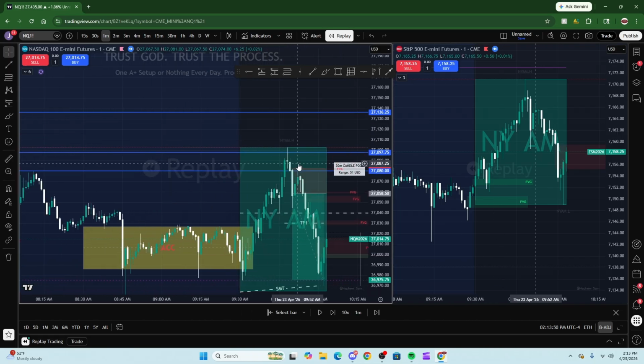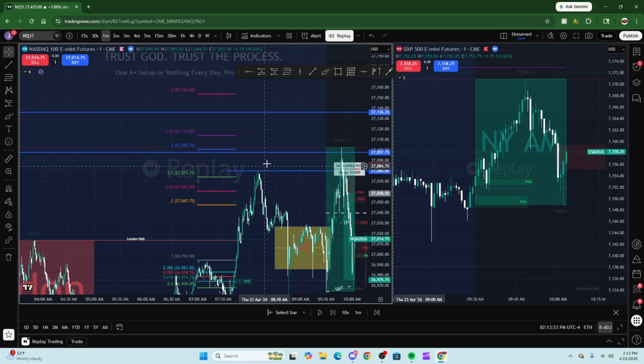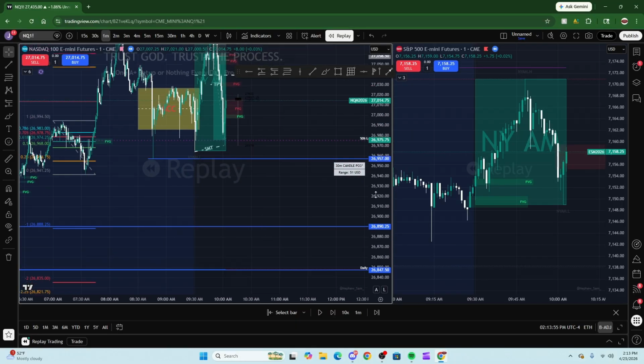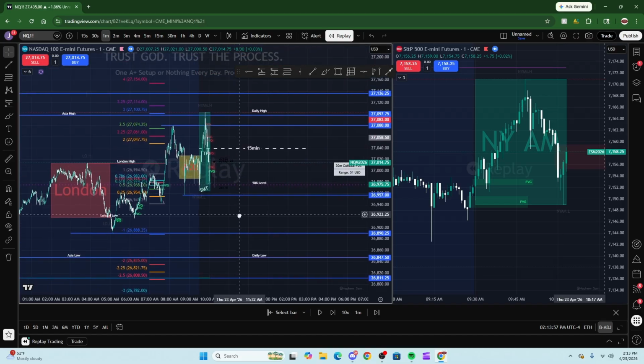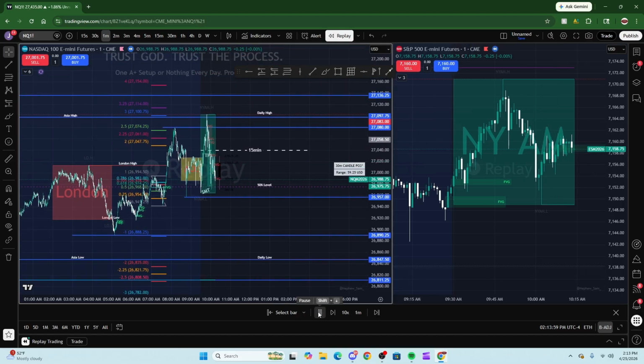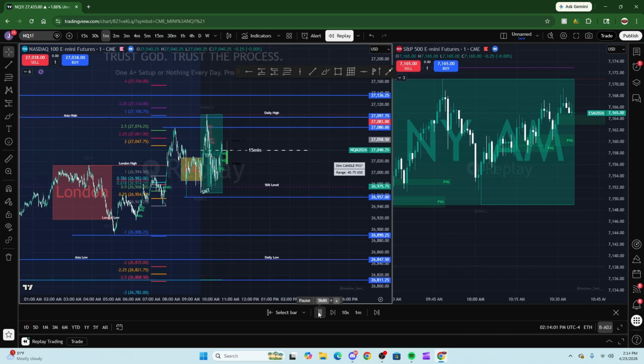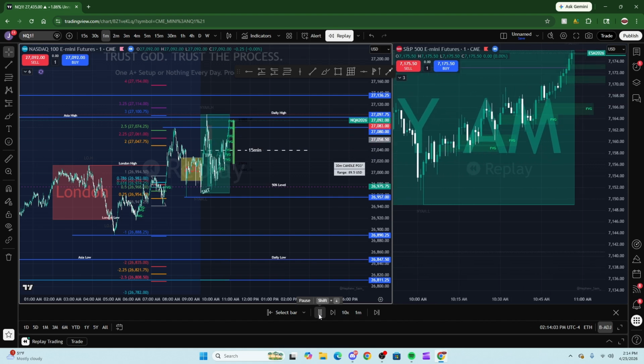Amazing wick and our entry model off the level, so that's 2. And then 3, remember, for targets. So if I were like a swing trader, I could leave shorts for the end of the day, but personally I wouldn't do that. So let's see if that ever ends up hitting or if we just reverse.